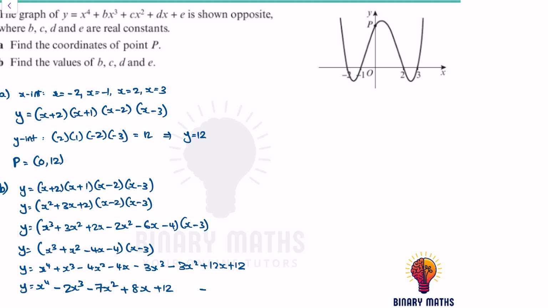And this implies that b is equal to -2, c is equal to -7, d is equal to 8, and e is equal to 12.